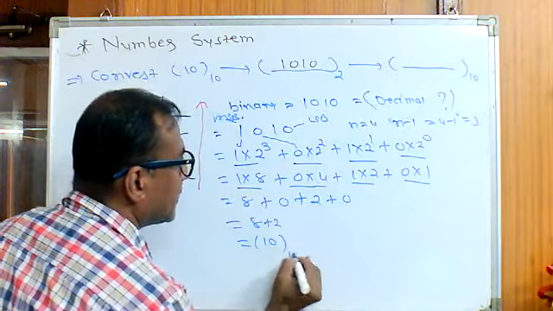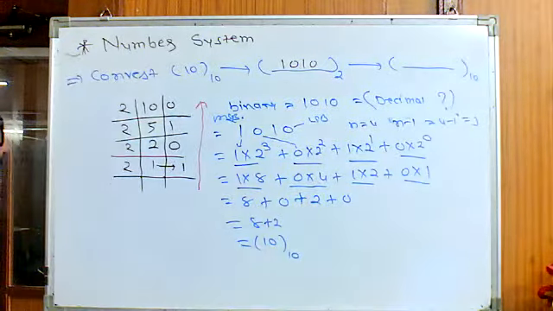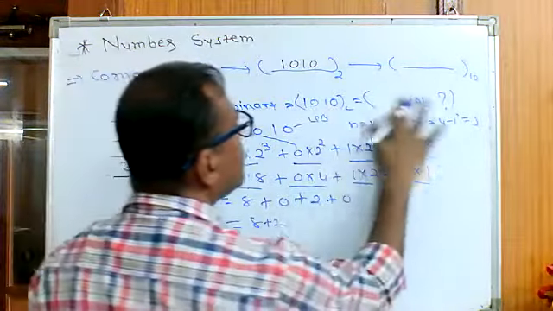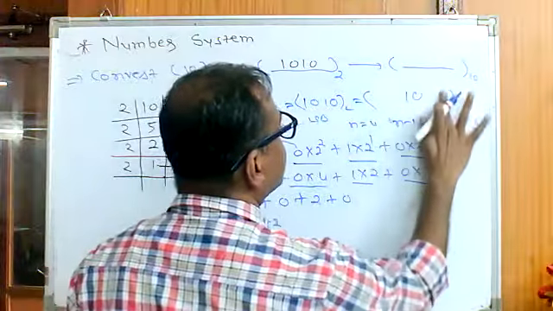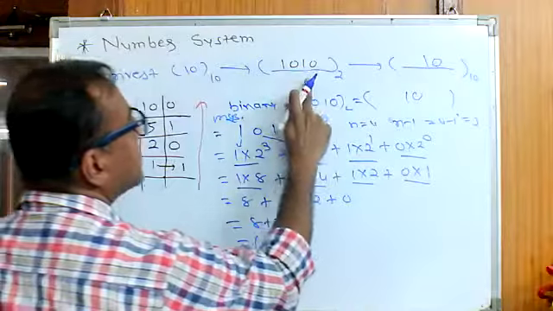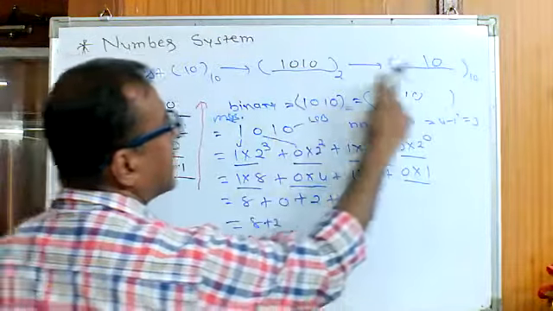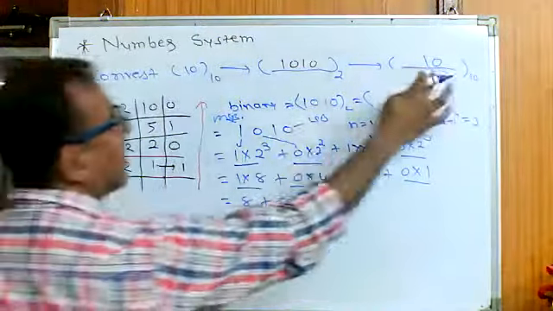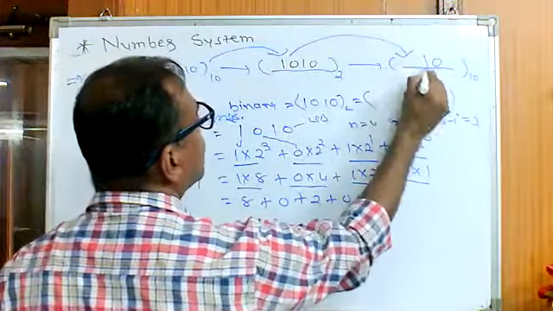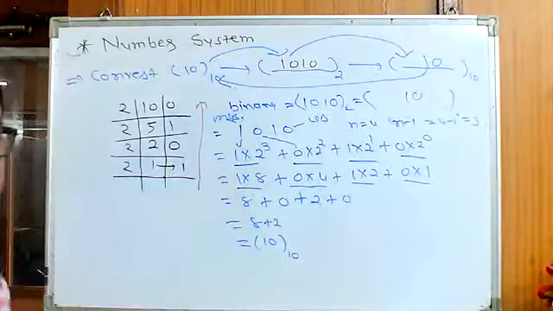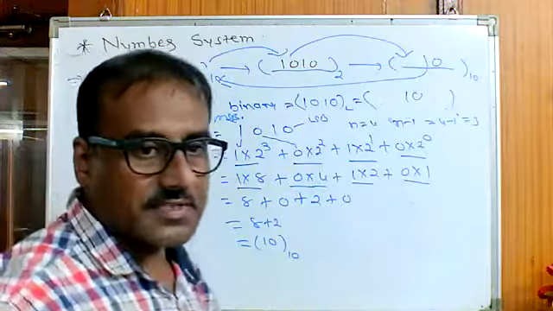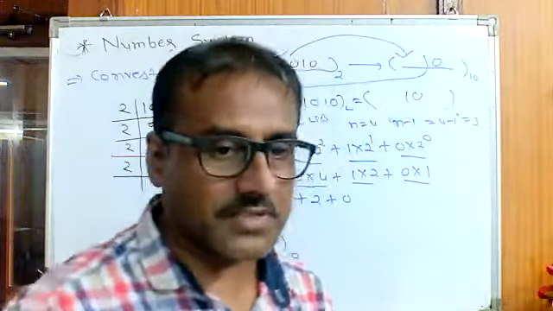So the decimal number is 10. The binary number system is here, and the decimal number is 10. So the answer is 10. Binary to decimal, decimal to binary, and binary to decimal give the same answer. So the conversion of this number gives the same number. Two examples are sufficient for decimal to binary and binary to decimal.